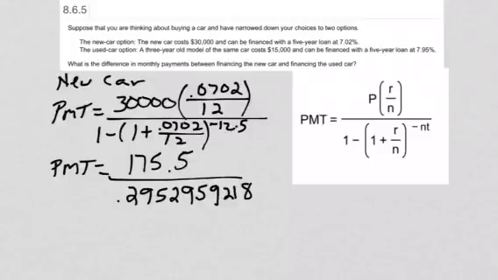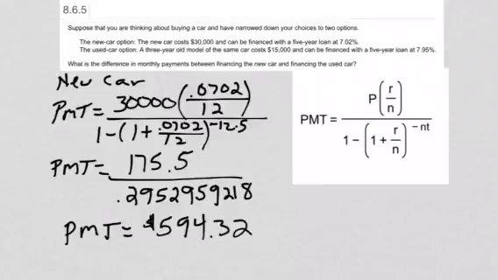So now to find that regular payment amount for the new car, we're just going to divide these two numbers, and when we do that, we get $594. Again, round to the nearest cent because we're talking about money, so 32 cents. That's my regular payment amount for the new car.